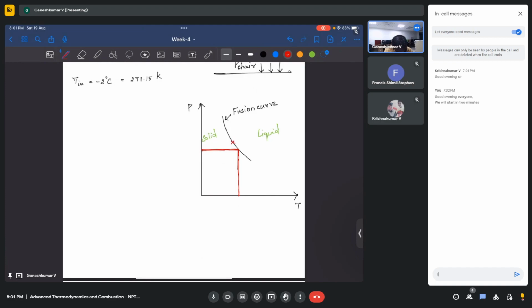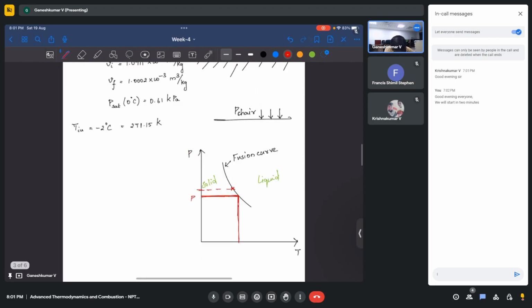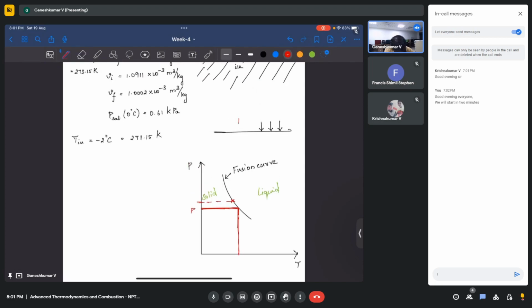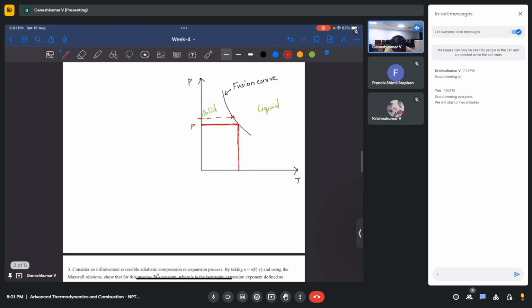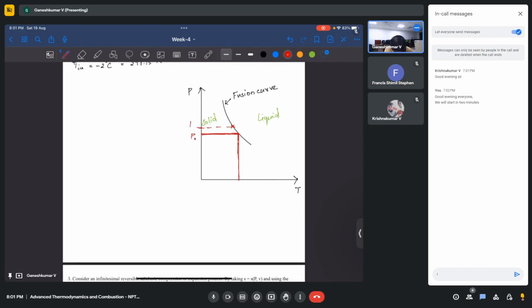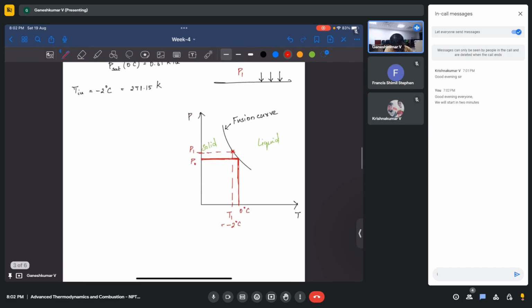Now I am trying to find out what is this P. Let's write P naught and P1. This is P1 and this is P naught. I know that this is T1, which is minus 2 degrees Celsius, and this is 0 degrees Celsius, which is T naught. Now, how do I find this P1?